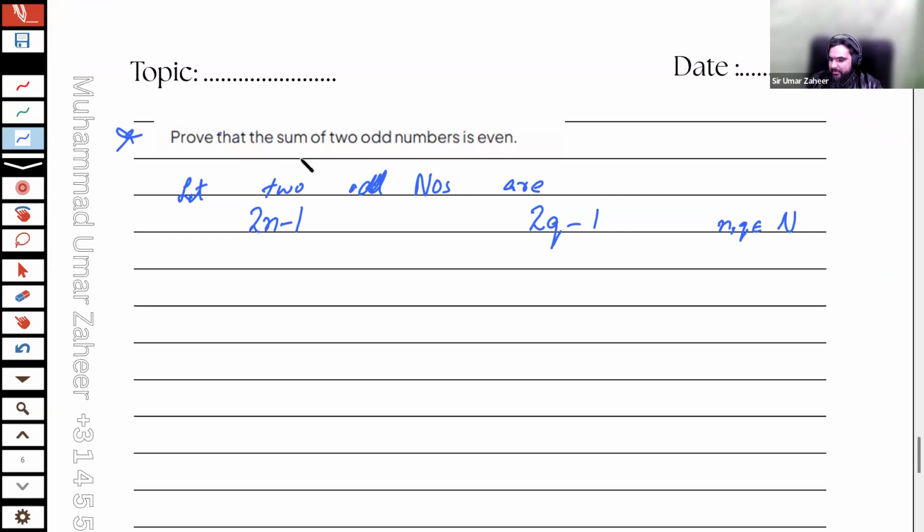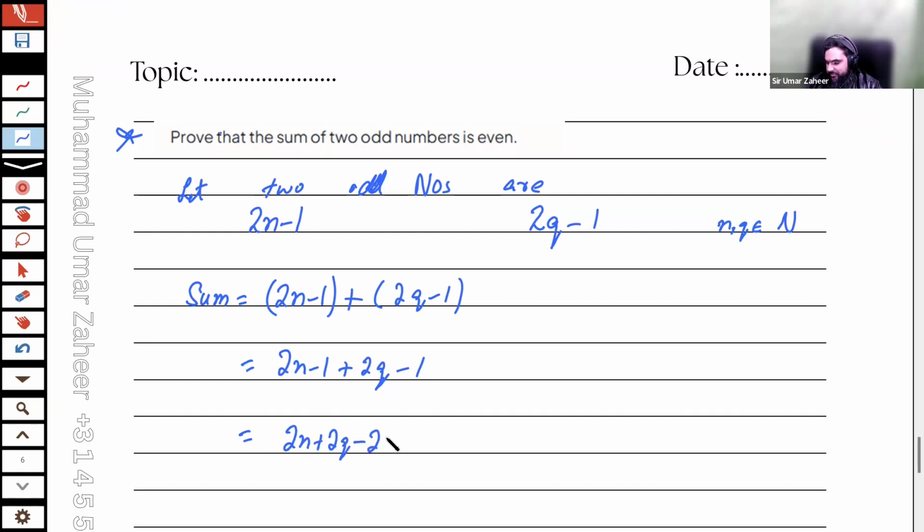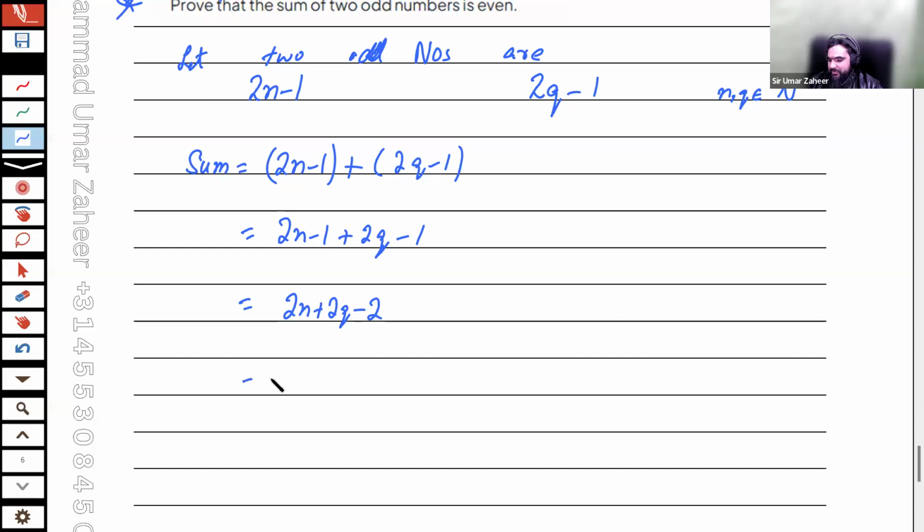So he says that the sum of two odd numbers is even. So let's take the sum. Sum is equal to 2n minus 1 plus 2q minus 1. So it will be 2n plus 2q minus 1 minus 1, which is minus 2. So look at here, you have to take a common factor. You will get 2 times n plus q minus 1.